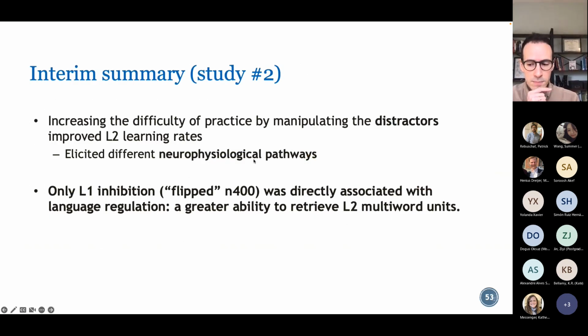So just to summarize the main findings in this study, I found that increasing the difficulty of practice by manipulating the distractor improved second language learning rates and recall in post-tests, and elicited different neurophysiological pathways. But importantly, it was only the inhibition of the first language as indexed in that flipped N400 that was directly associated with a greater ability to retrieve the target L2 collocations.